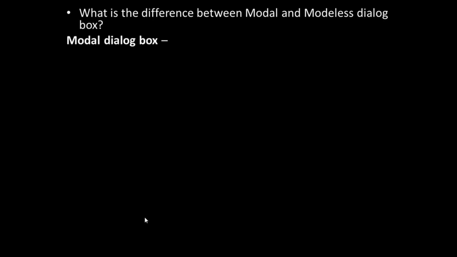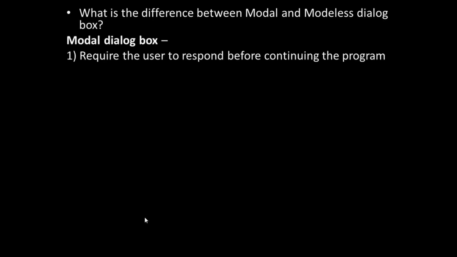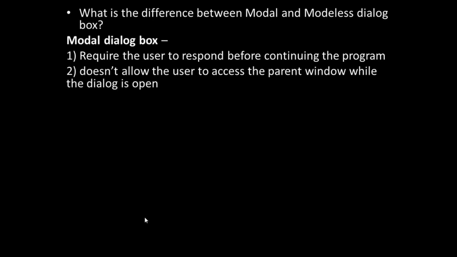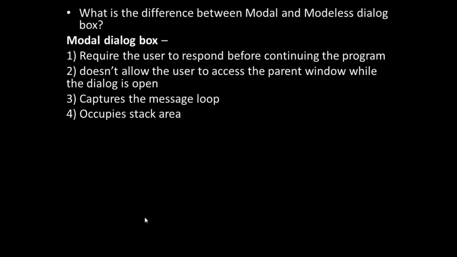First, I will cover modal dialog box. One, it requires the user to respond before continuing the program. So that we saw, unless I close the dialog, I cannot go back to my parent window. It does not allow the user to access the parent window while the dialog is open. Now it captures the message loop. That means the message loop of your modal dialog box will be the main message loop till you close it. So that is why it captures the message loop, and we will not be able to do anything in the parent window.